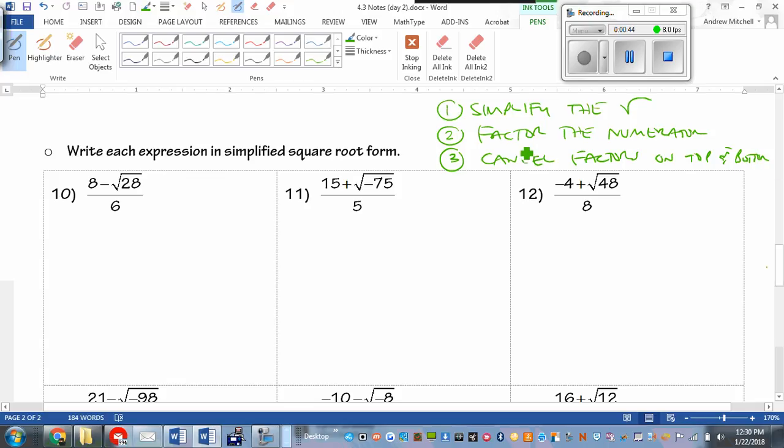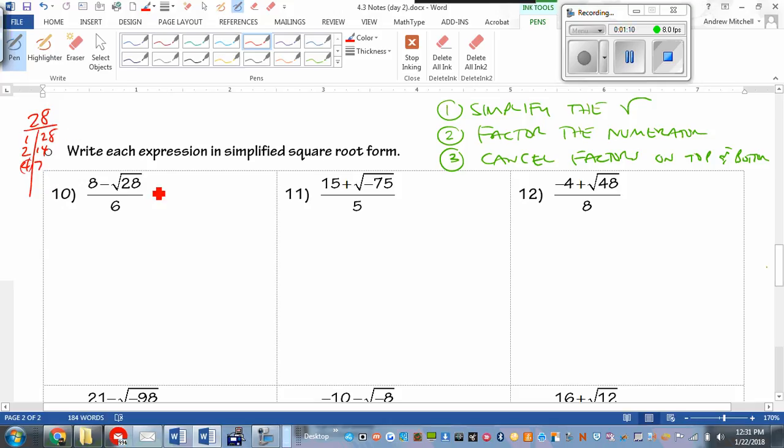So these other steps might or might not happen, 2 and 3, but the first step we will have to do. So first step for number 10 is to go ahead and factor or simplify the square root of 28. So 28, I'm going to write down our factors of 28. We got 1 and 28, 2 and 14, 4 and 7. So out of all of those factors, the only one that's a perfect square is 4.